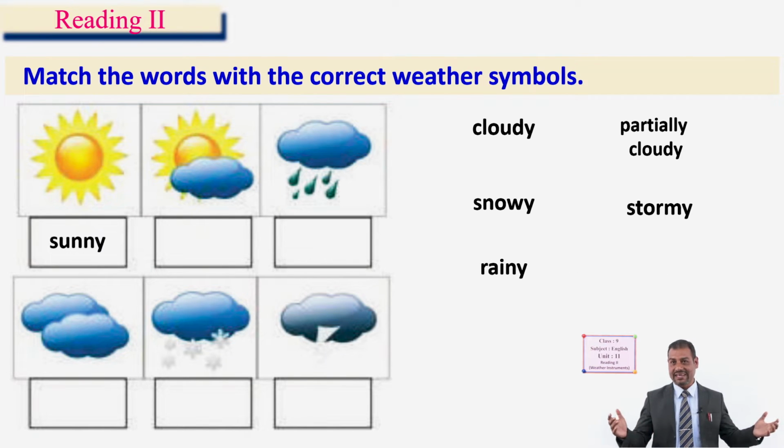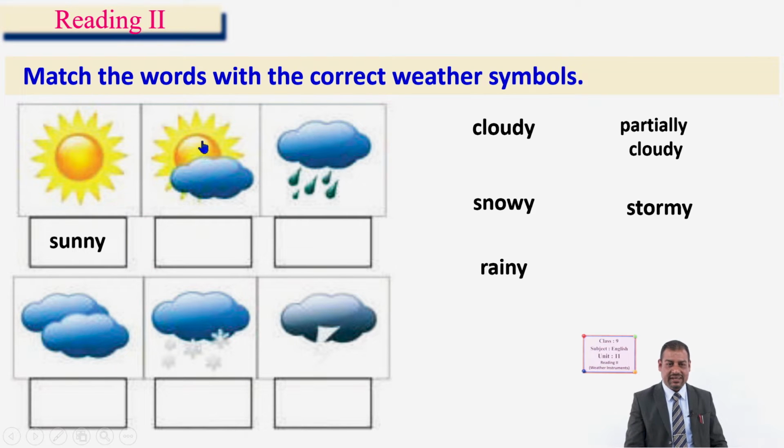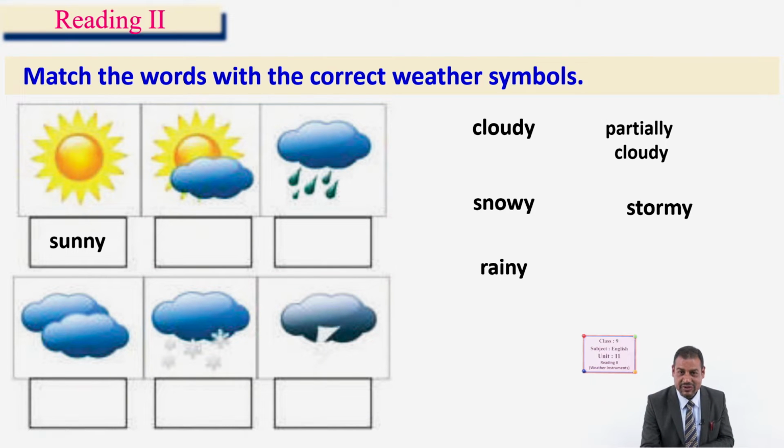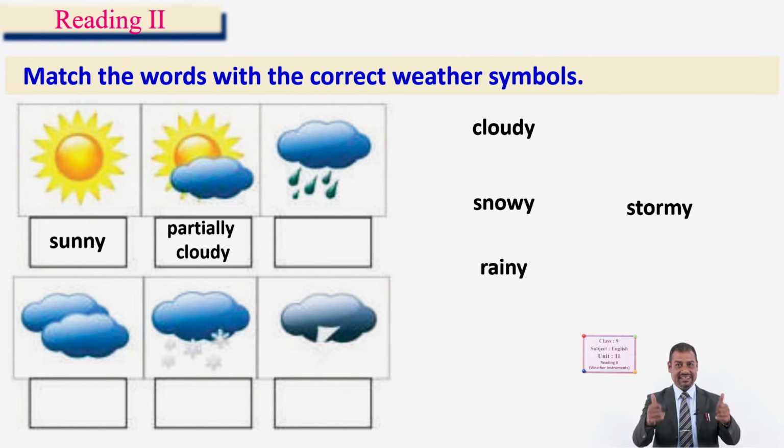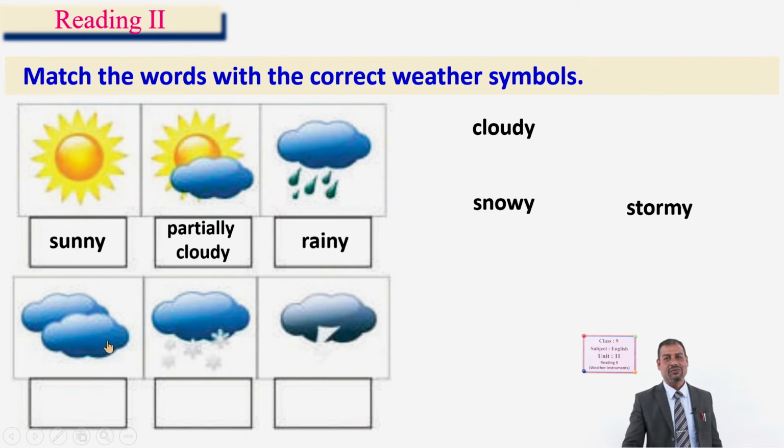Okay, let me show you. Check. Oh yes, it is sunny. And the next one, what is it? You can see the sun and you can see cloud. What type of weather is this? Let me check whether you are right or wrong. Yes, partially cloudy. And next one you can see. What type of weather is this? Alright, let me show you again to check. Rainy, good job.